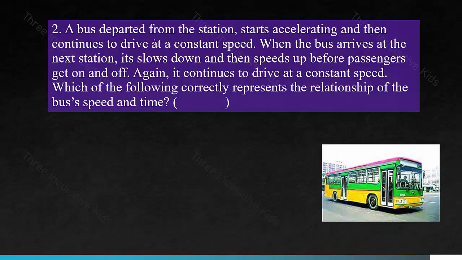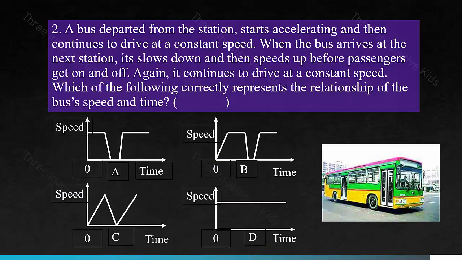A bus departed from the station and starts accelerating and then continues to drive at a constant speed. When the bus arrives at the next station, it slows down and then speeds up before passengers get on and off. Again, it continues to drive at a constant speed. Which of the following correctly represents the relationship of the bus's speed and time? So again, we were talking about the relationship between speed and time.